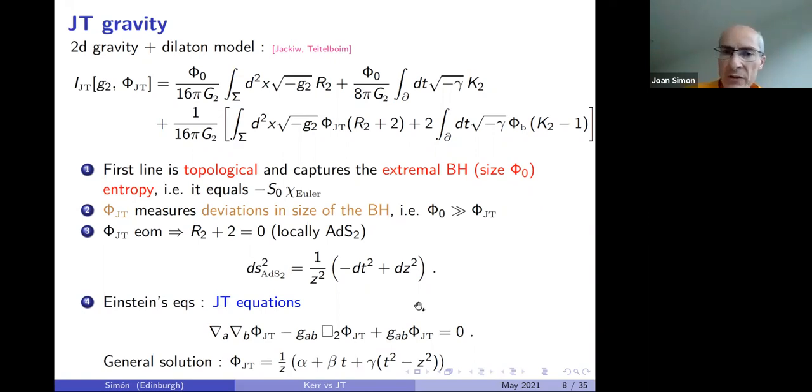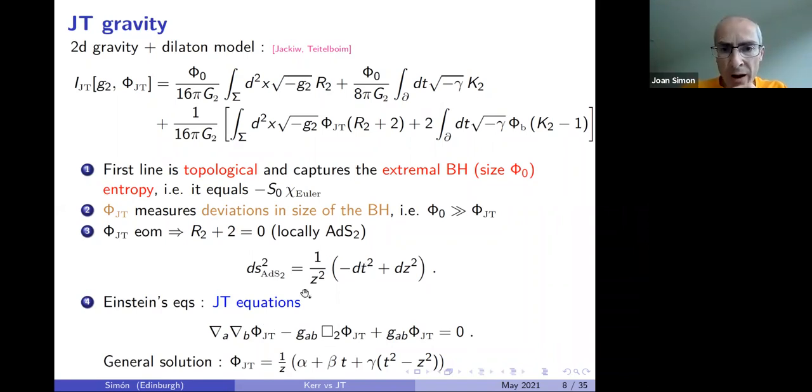If I write it in Poincaré coordinates, this is related to Jeff's question. This is just a local writing in terms of Poincaré coordinates. But at this point, I could have written it in any coordinate system because this is just a covariant equation. And importantly, Einstein's equations provide a constraint for the JT mode. I will be referring to this set of equations as the JT equations.